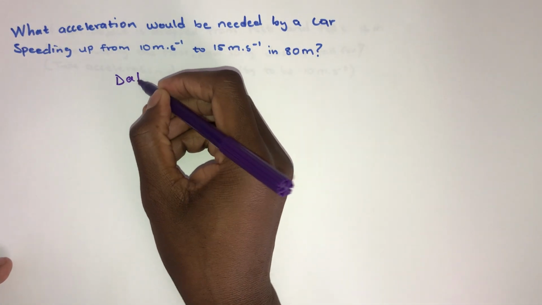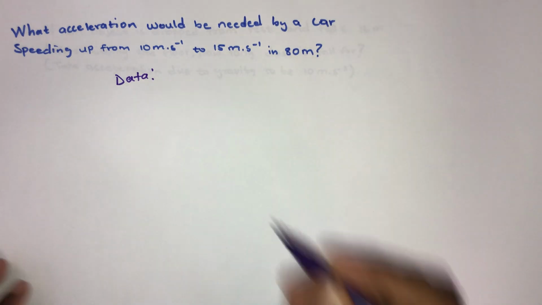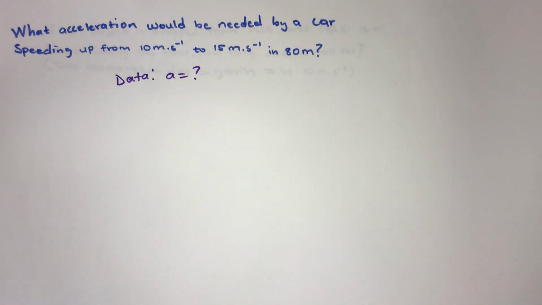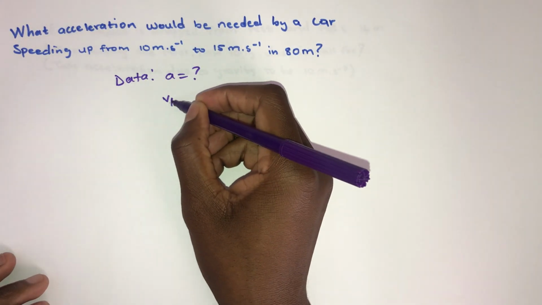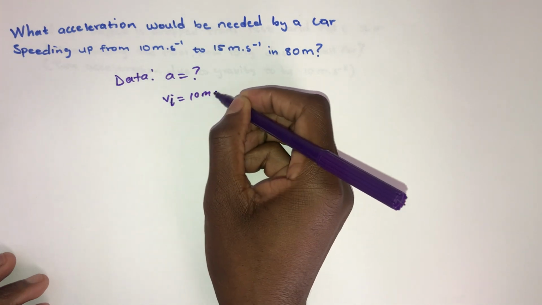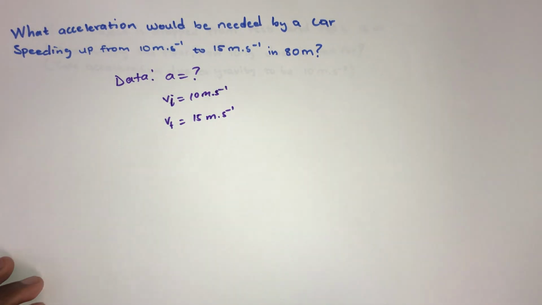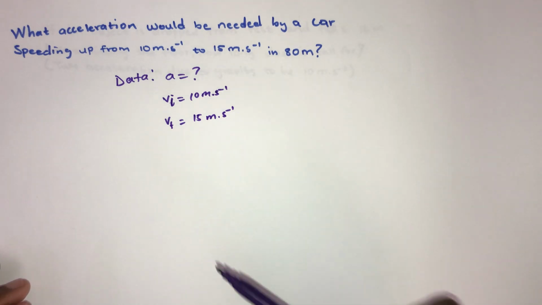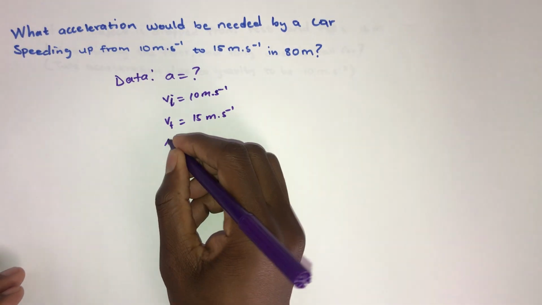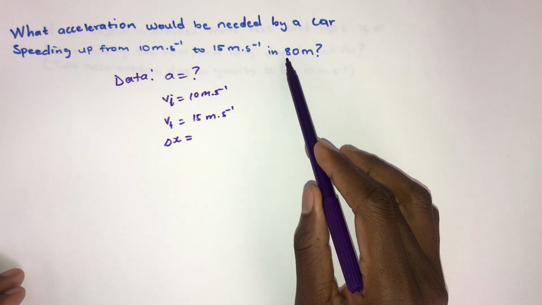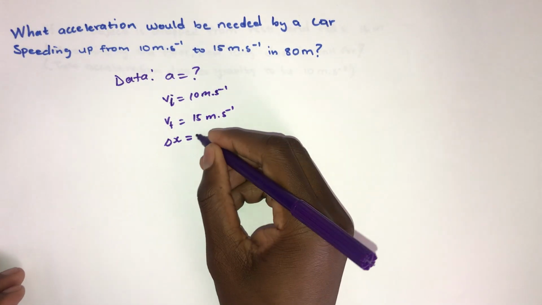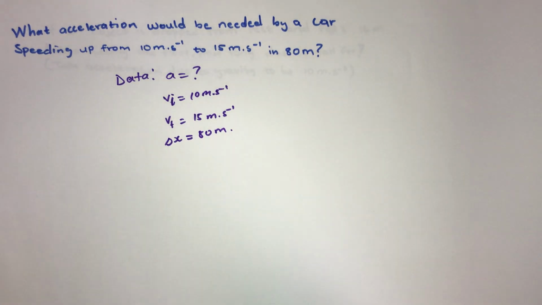So let's write the data. The question said, what acceleration? That means the question is looking for the acceleration, a. They said, what acceleration will be needed by a car speeding up from initially 10 meters per second to, that is finally, 15 meters per second, in 80 meters. So 80 meters is our change in x. Remember, I said we measure our distance in meters, so it is given in meters, which is 80 meters. Now, the question said, what acceleration? So let's go back to our equations now.